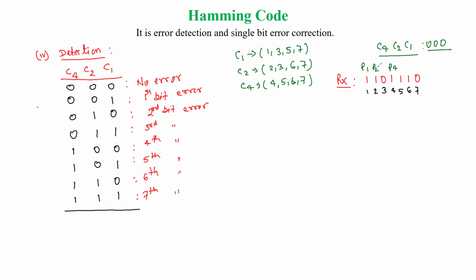So this one is our M1. This is M2, M3, and this is the M4. So earlier we have seen that we have introduced the error here, okay, in the fourth bit.